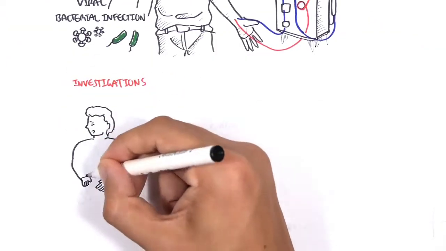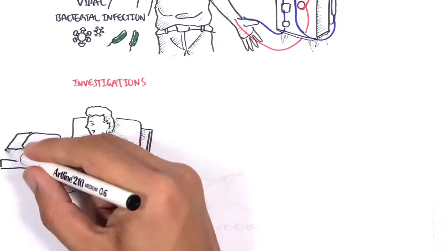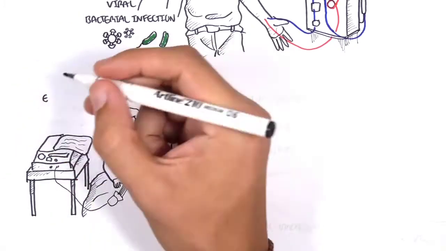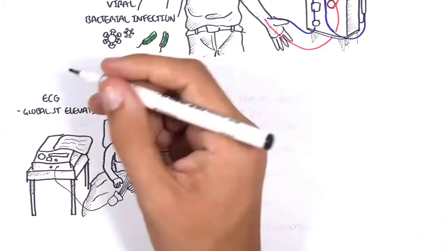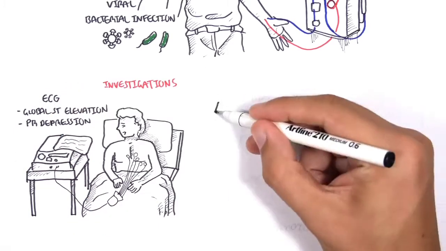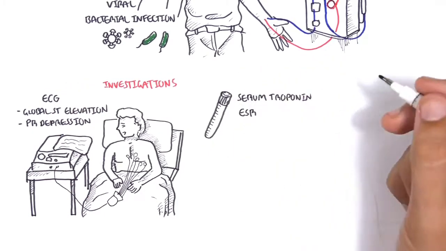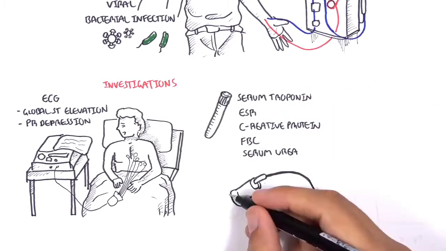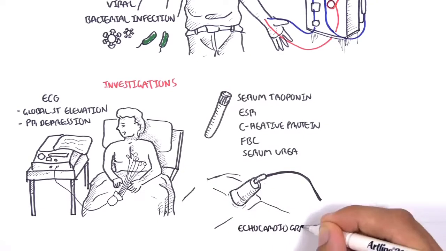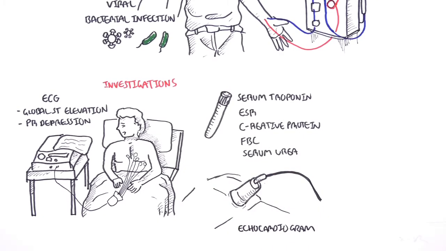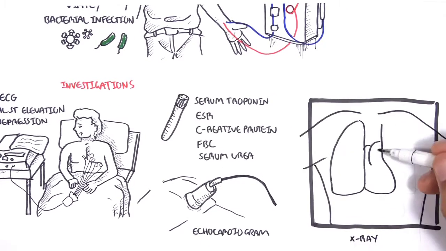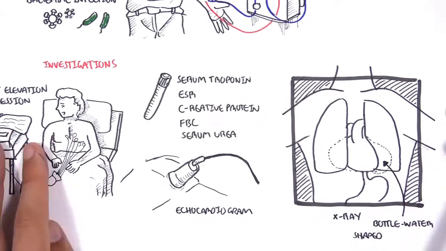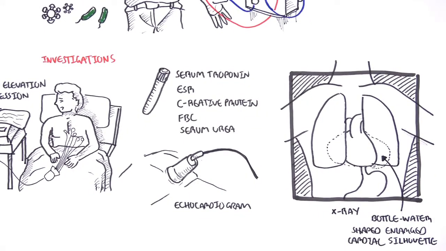Investigations for suspected pericarditis include the ECG, which may show global ST elevation and PR segment depression, serum troponin, ESR, C-reactive protein, full blood count, and serum urea. An echocardiogram is important in ruling out differentials and checking for pericardial effusion and pericardial damage. An X-ray may show a water-bottle shape and large cardiac silhouette, which is a sign of pericardial effusion.